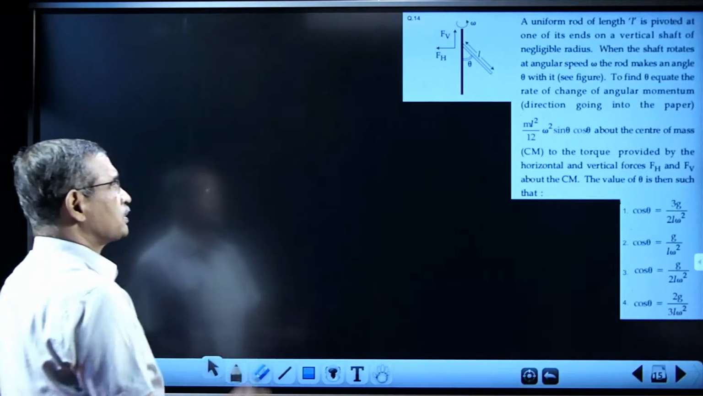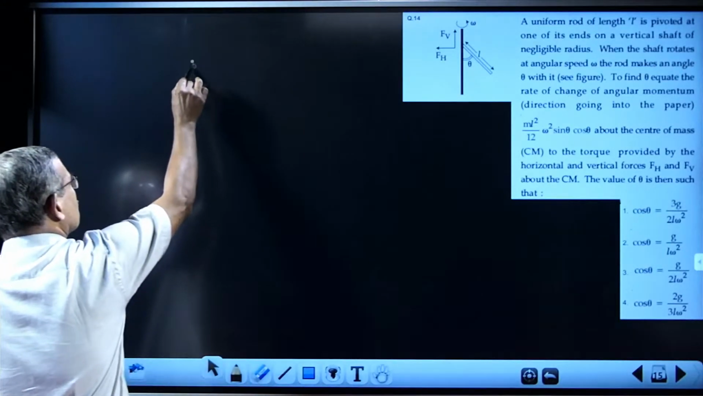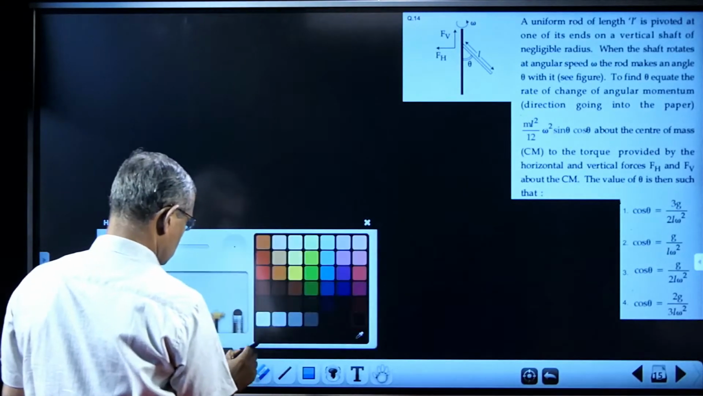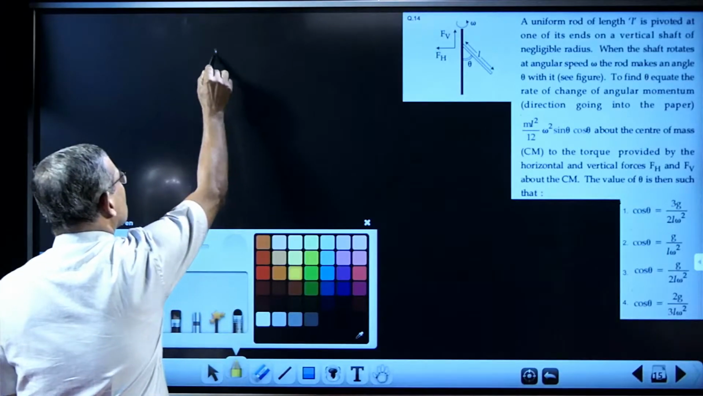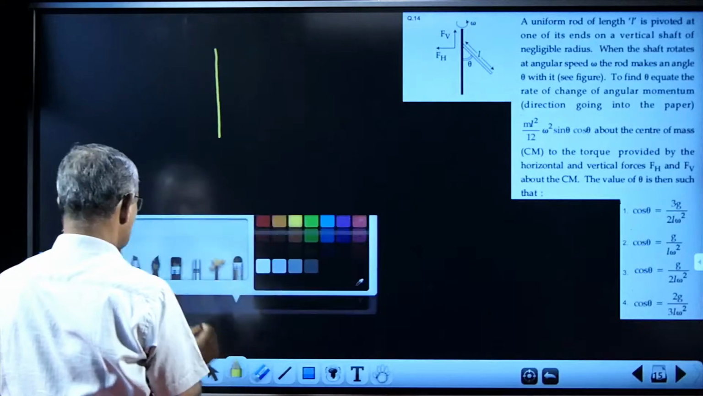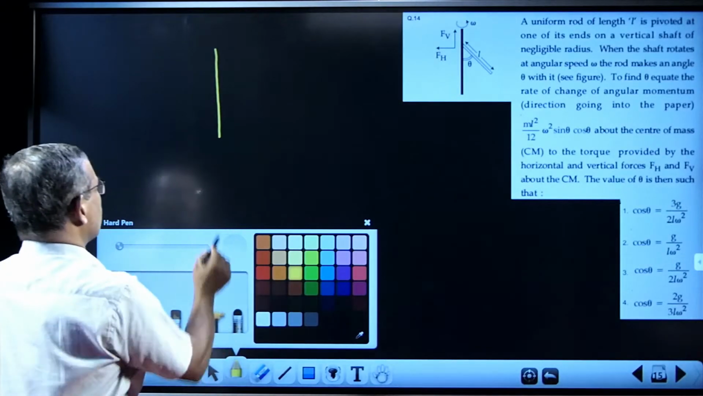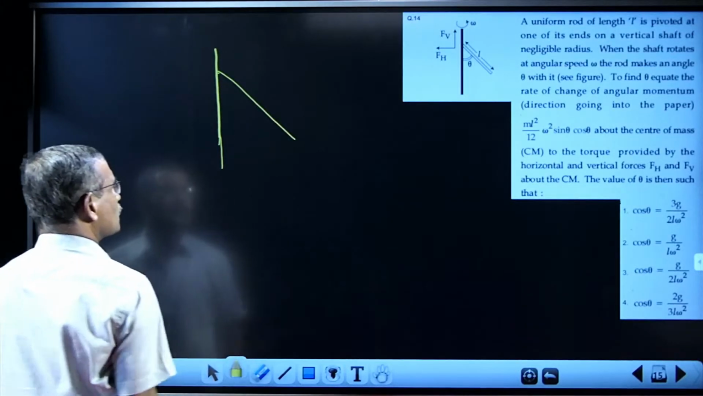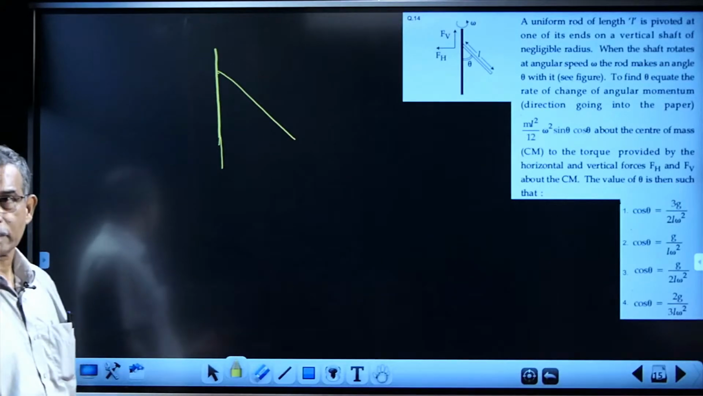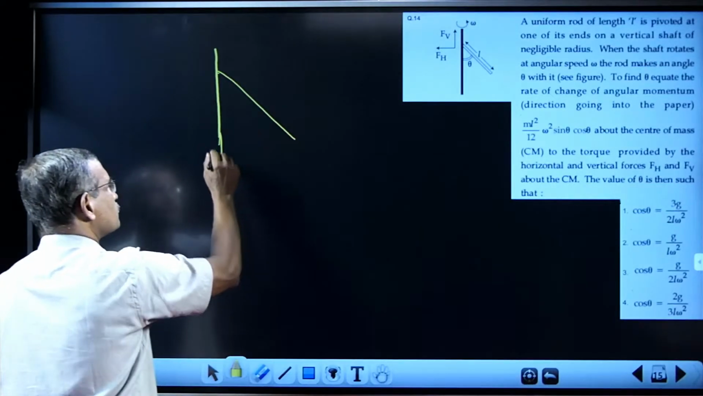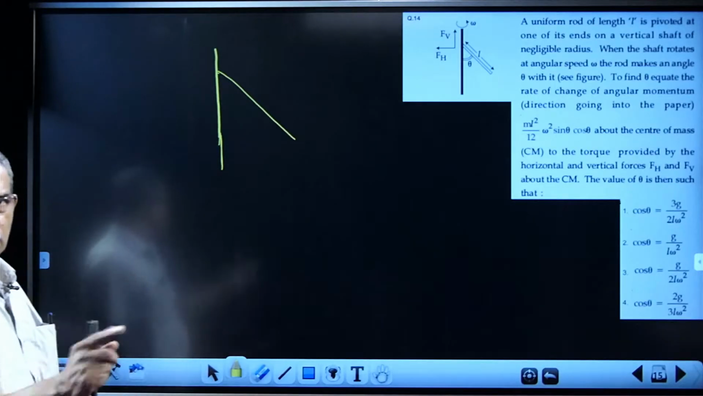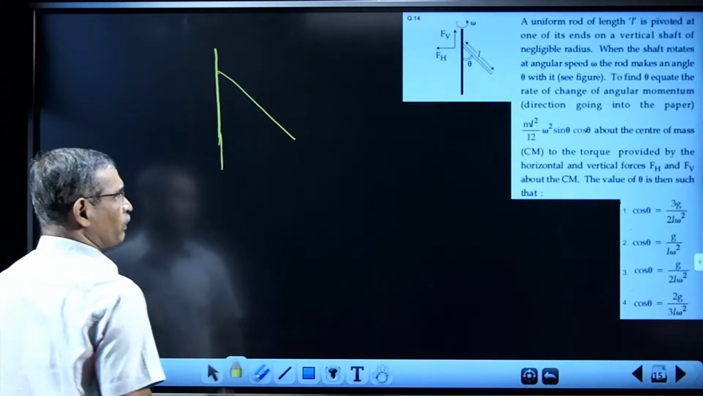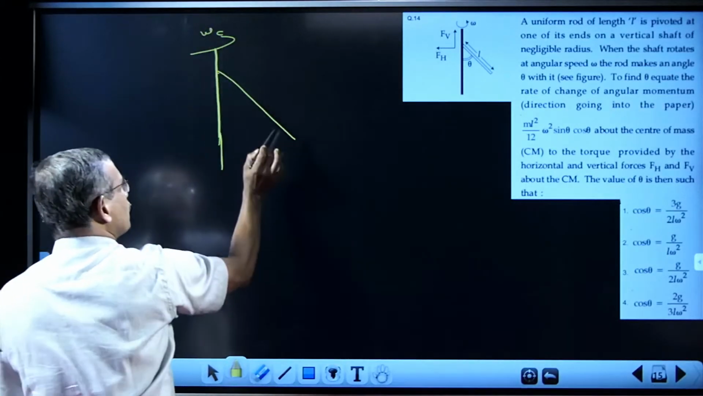Now in this system, here there is a shaft of negligible mass. This is the shaft, and a rod is attached with it. When it is not rotating, you can see that the rod will remain like this along with the shaft. But when it is rotated, it will rise. And at a particular speed omega, it will remain like this.